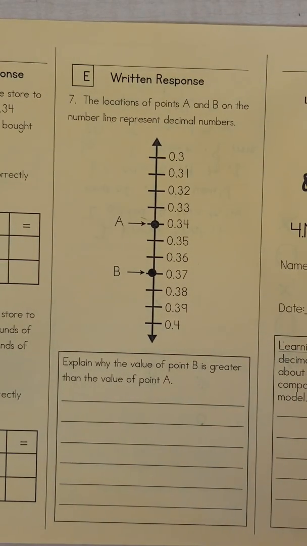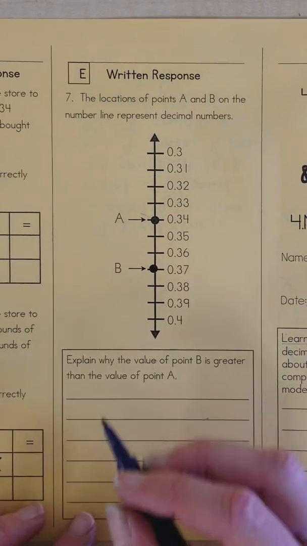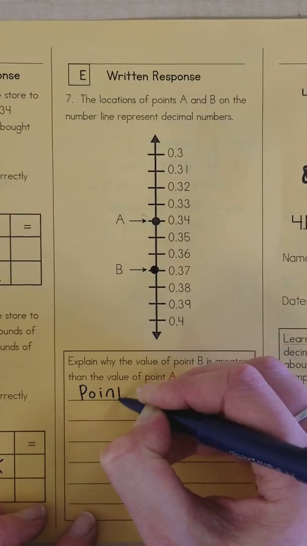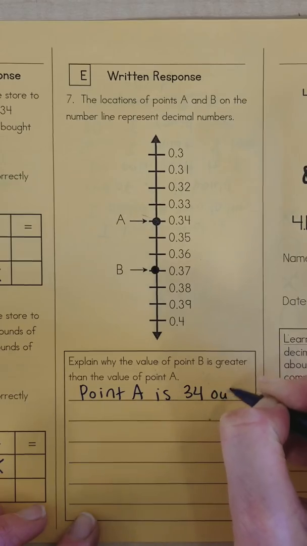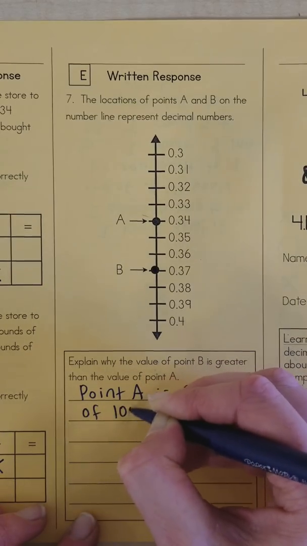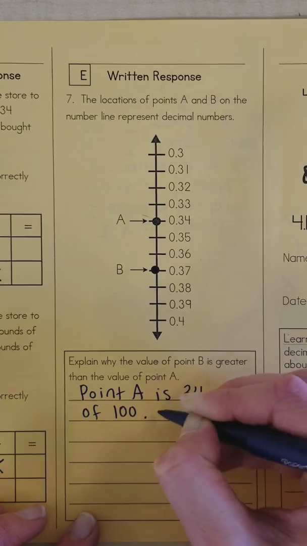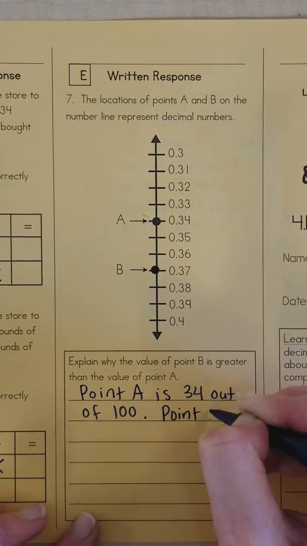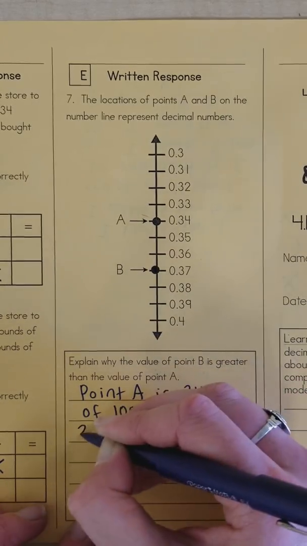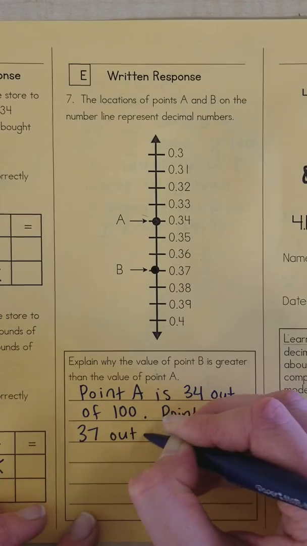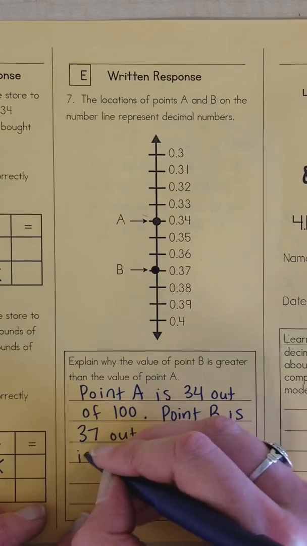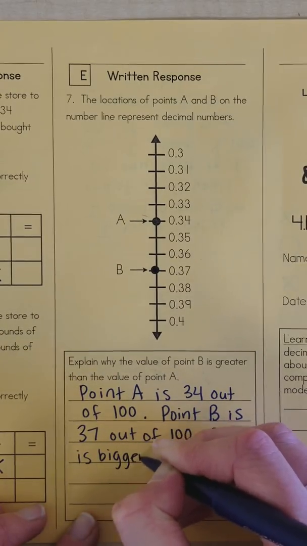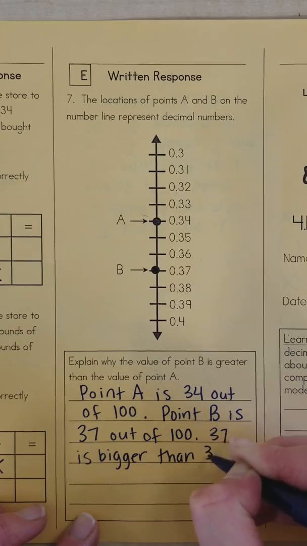Explain why the value of point B is greater than the value of point A. Well, I'm going to say point A is 34 out of 100. Point B is 37 out of 100. 37 is bigger than 34.